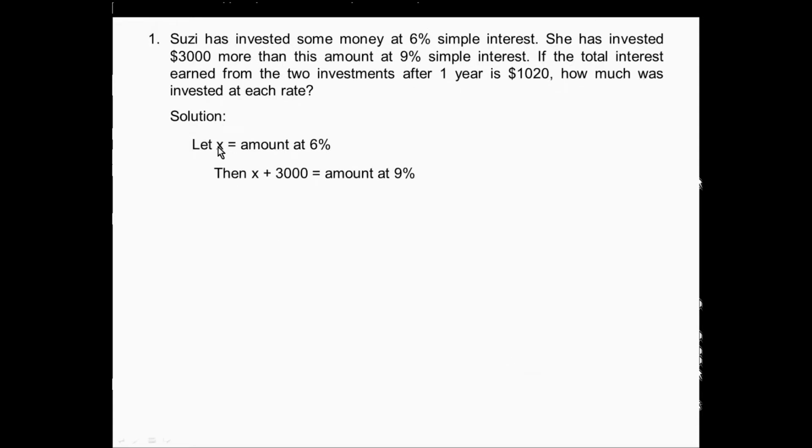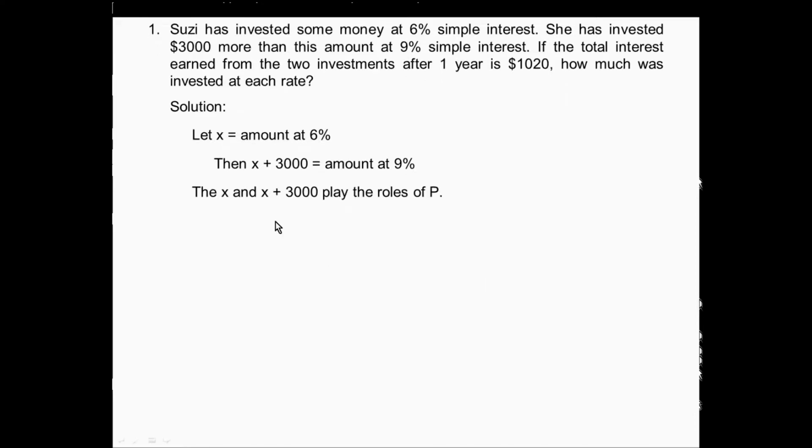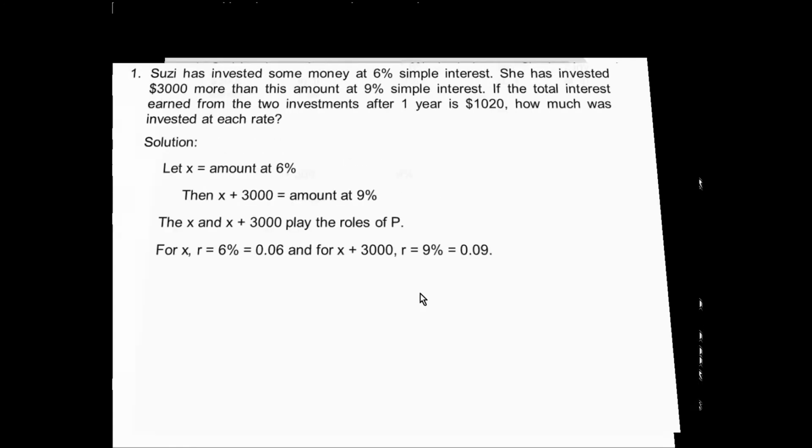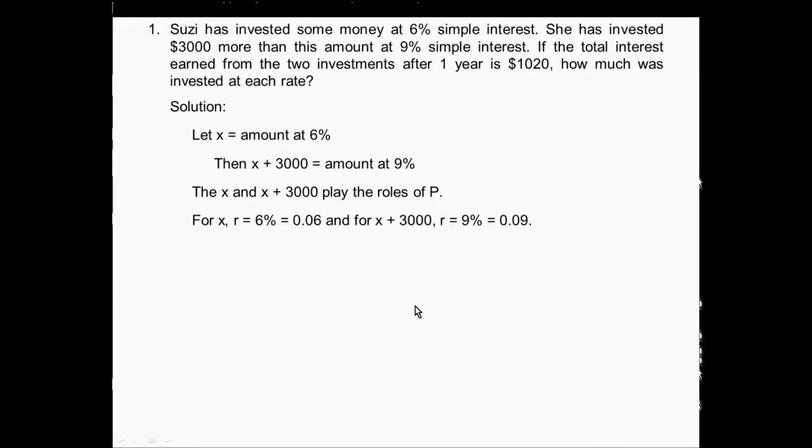These are acting like my two different P's in my interest formula, I is equal to PRT. And of course, there's one of the R's, there's the other R. Notice the time is 1 year. So the X and the X plus 3,000 play the roles of P. The X uses R as 0.06. The X plus 3,000 uses R as 0.09. Now, in both cases, T is 1.